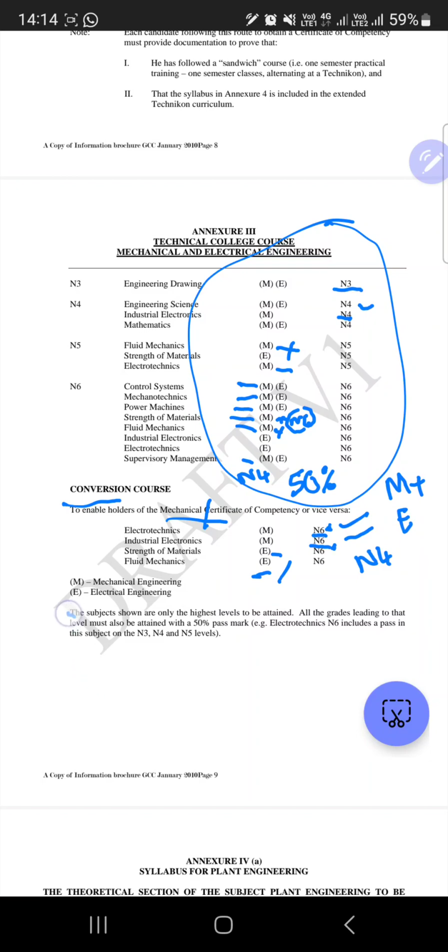You can see here on this statement that the subjects shown are only the highest level to be obtained. So all the grades leading to the level must be obtained with a 50% pass. For example, if you have electro N6, you must have N3, N4, N5 to have N6. So all those listed here are the highest level, and you need to have the levels before N6, and they must be passed also. Yeah, I hope everything is clear. Thank you.